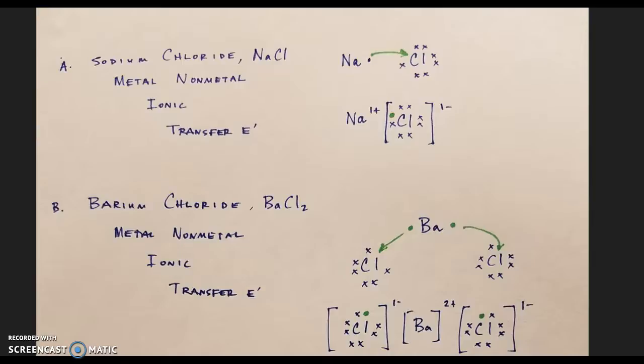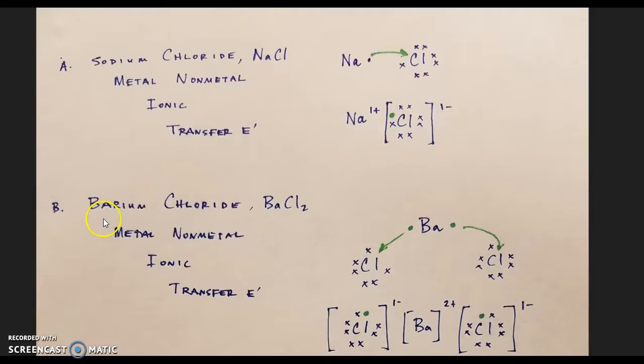1. So after it gives it away or transfers it, sodium has a positive 1 charge. It gave away a negative electron, making it more positive. Chlorine has an additional negative electron, so now it's negative.